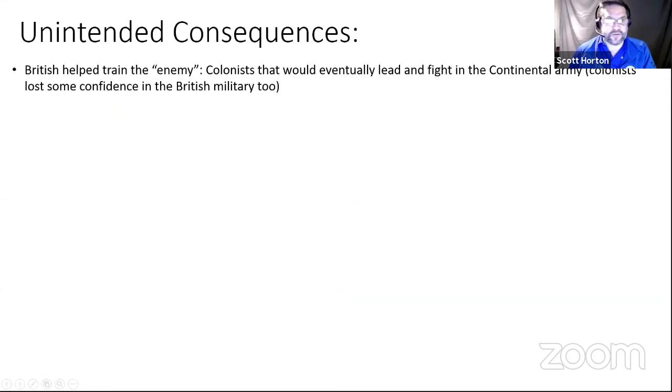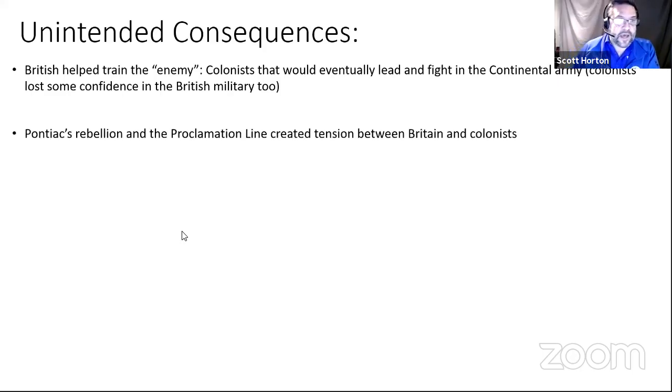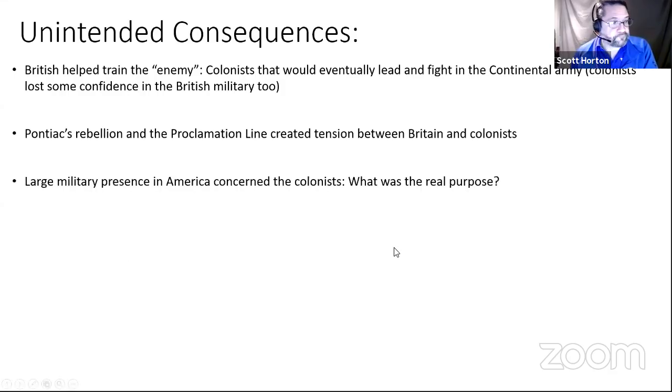I won't spend a whole ton of time here, but interestingly, the colonials who will lead the effort against the British in the American Revolution, guess where they get their military experience? The answer to that question, of course, is the French and Indian War. And none other than George Washington, of course, is the most important player in that story, as we'll see. Pontiac's rebellion, of course, another unintended consequence of that war.